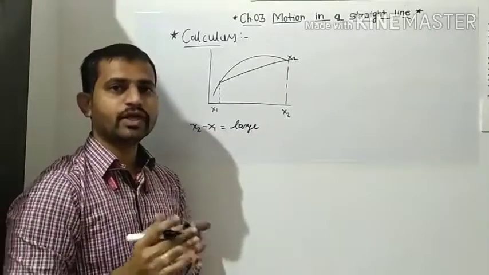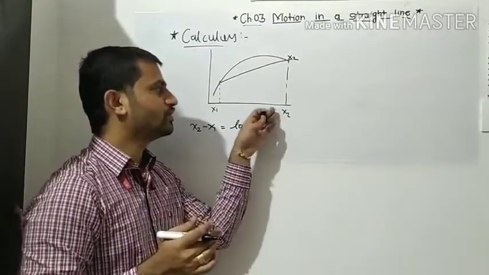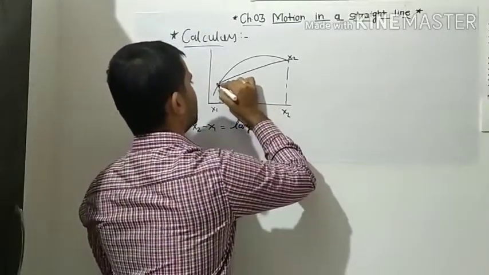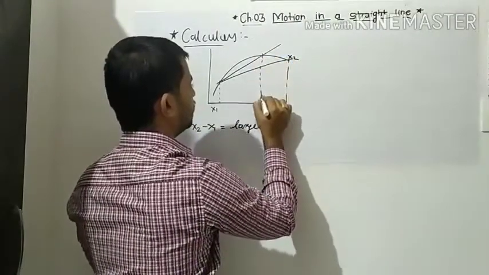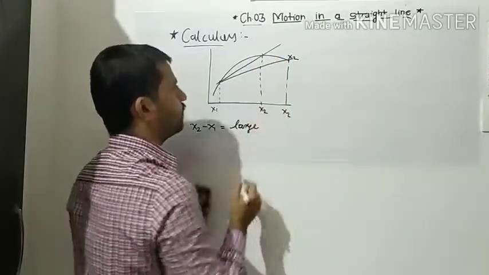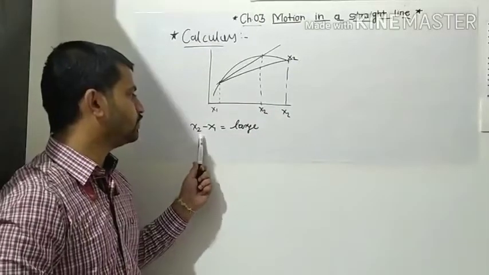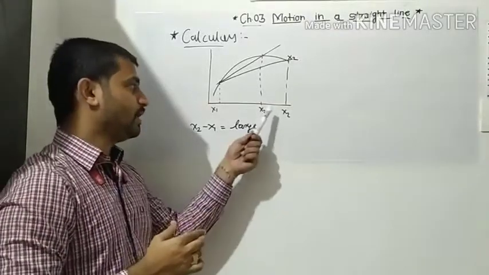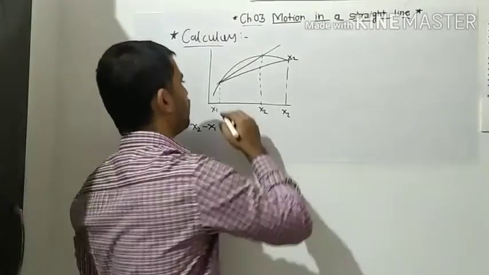So to reduce the value, we have to consider this x2 nearer to x1. Suppose we draw another secant here, then here will be our value x2. In this case, if we take x2 minus x1, the difference is slowly decreasing.